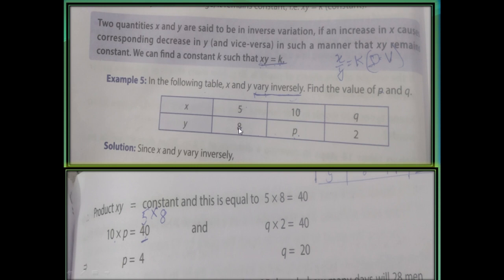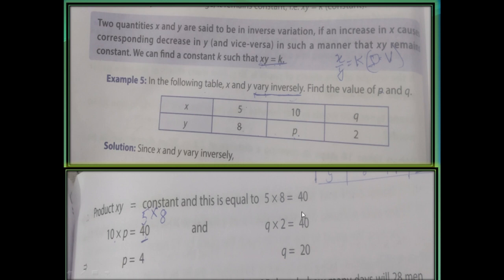5 multiplied by 8 is equal to 10 multiplied by p. See here, 5 multiplied by 8 is equal to 40. 10 multiplied by p is equal to 40. How do we get 40? Just 5 multiplied by 8. You can find the value of p by dividing 40 by 10. We will get the value of p as 4.